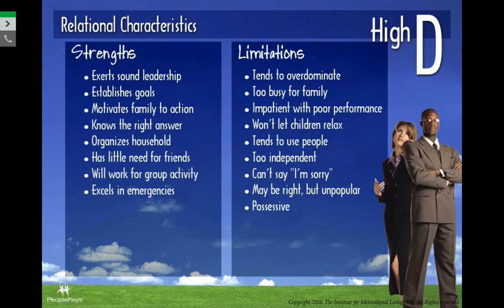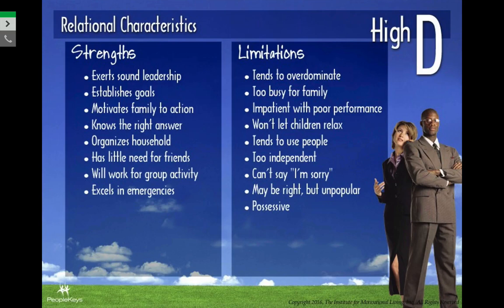Some relational characteristics. They're experts at leadership. They establish goals. They motivate people to take action. They have little need for friends. I literally shared with a group the other day, I think maybe on my Facebook, I don't remember what the maximum amount is where you can't take new friends, but I'm there, and only probably 10 of them are people that I really think are friends of mine.